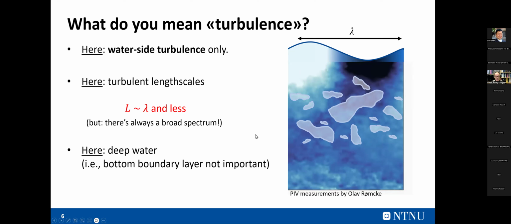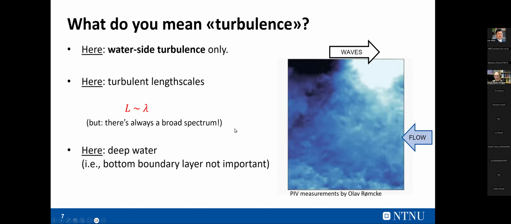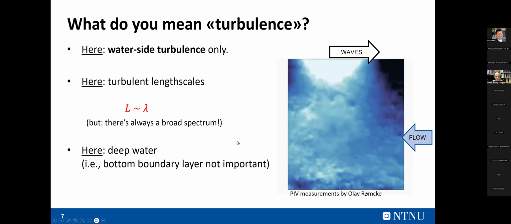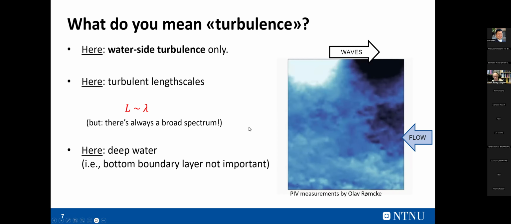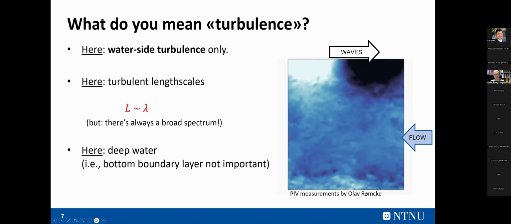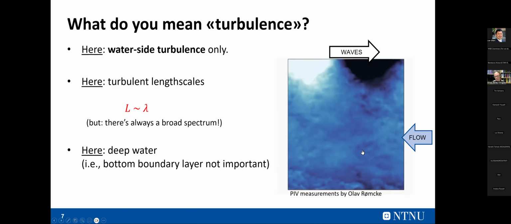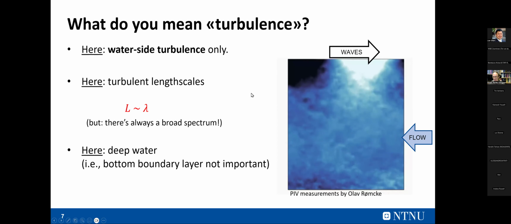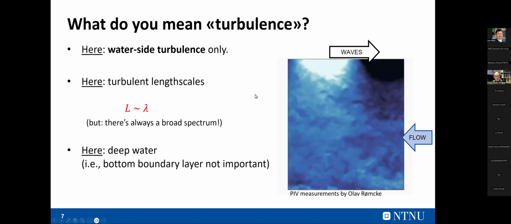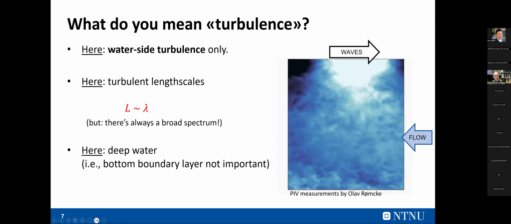And I will consider deep water in the sense that the bottom boundary layer, the turbulent boundary layer at the bottom, doesn't have much of an influence. So this is the kind of system you see to the right. These are measurements by postdoc Olav Remke. Turbulence floating by in one direction and the waves propagating upstream on the other, and what happens to the waves and what happens to the turbulence.